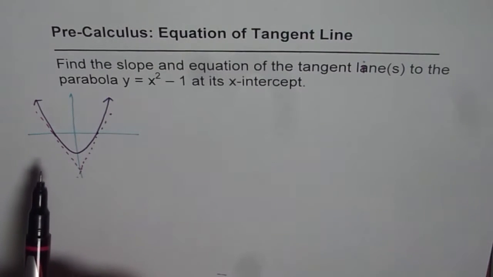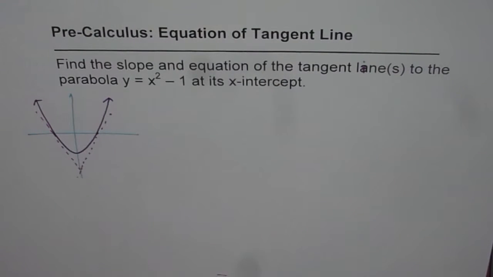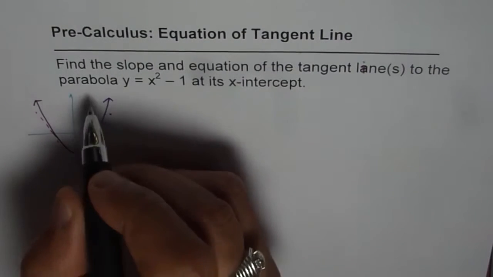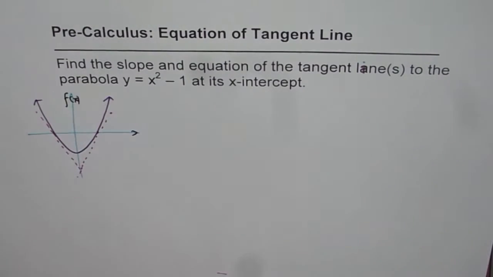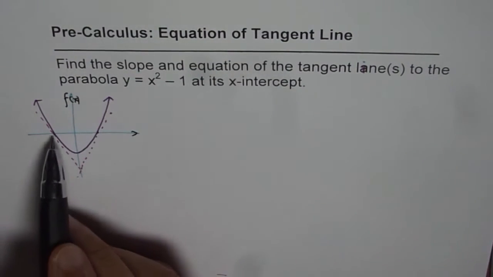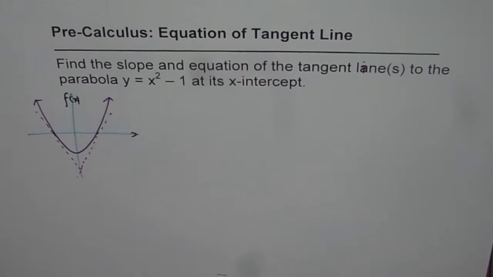So we have to find the equation of both the tangent lines. That's the first, very important thing to understand. You have to read the question carefully and then answer it fully, right? So this is your graph f of x. Now let's first find out where these x-intercepts are.